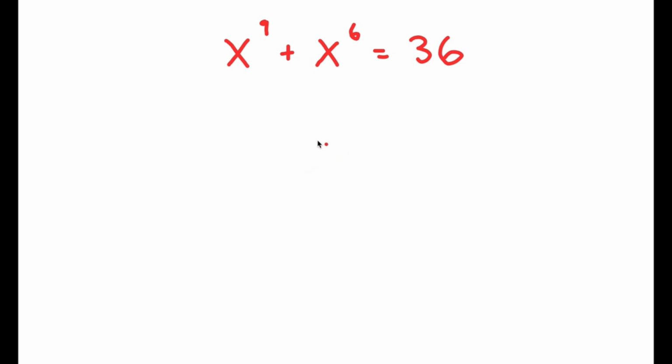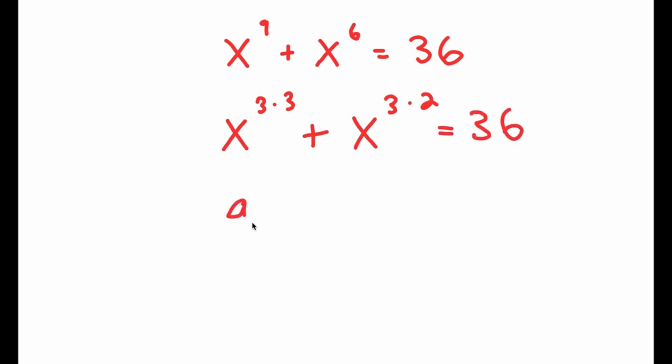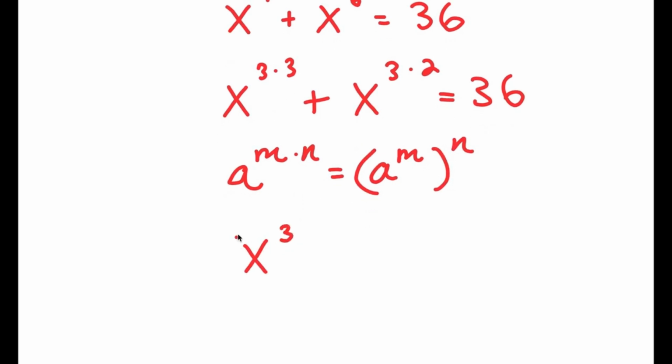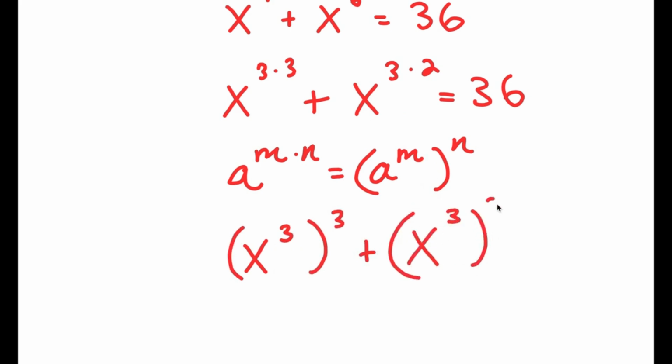Alright, so in this problem, I have x to the power of 9 plus x to the power of 6 is equal to 36. So to solve this, I'm going to first start by rewriting this as x to the power of 3 times 3 plus x to the power of 3 times 2 is equal to 36. Now, if I have something in the form a to the power of m times n, this is equal to a to the power of m to the power of n. So x to the power of 3 times 3 is going to equal x to the power of 3 to the power of 3, and x to the power of 3 times 2 is going to equal x to the power of 3 to the power of 2.